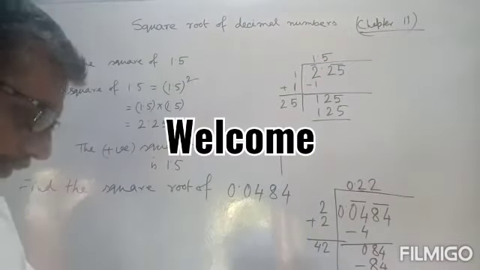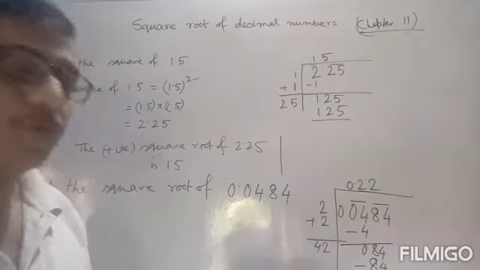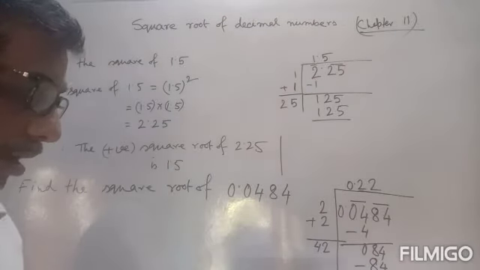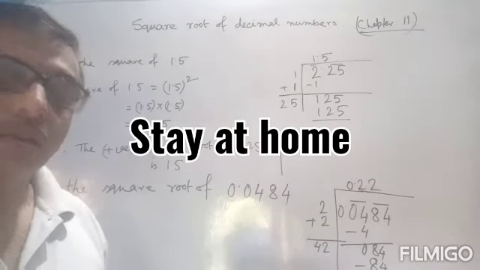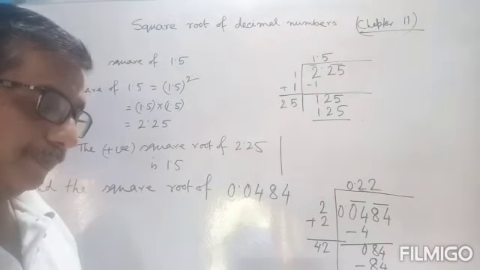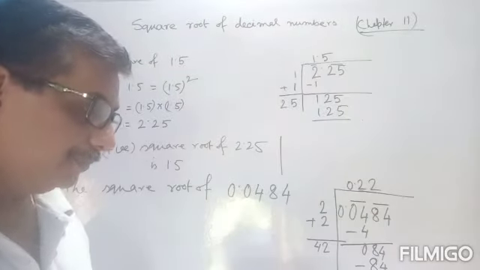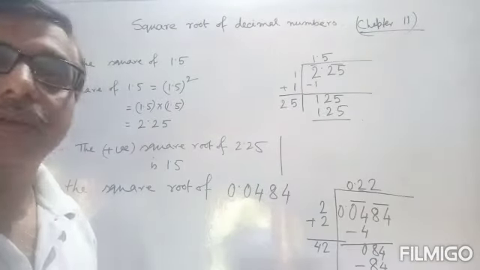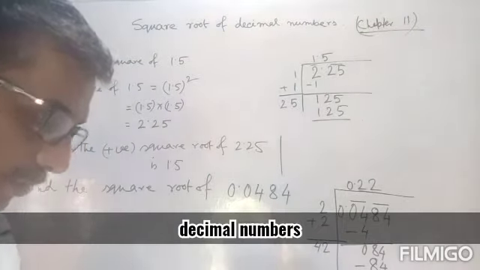Okay, we have already started square root, and in the previous class we studied square root of fractions. So chapter 11 in your book, class 7, then we study square root of decimals. So this is the continuation class of the previous one, obviously.